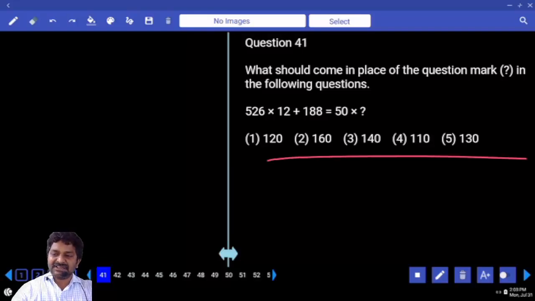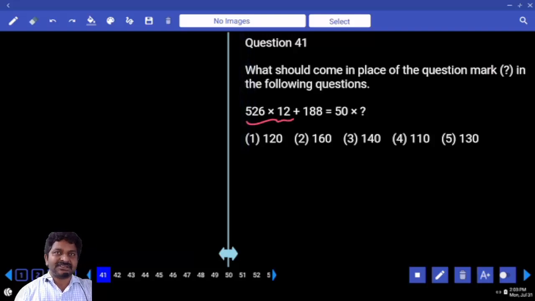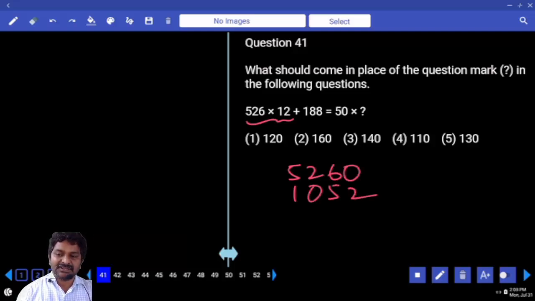Can we verify the last digit? No, we have to calculate. Come on. 12 times this number: 10 times plus 2 times. 10 times 5260, and 2 times 1052. To this we need to add 188.